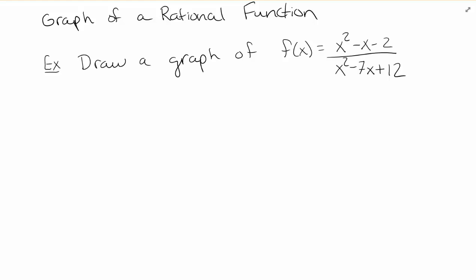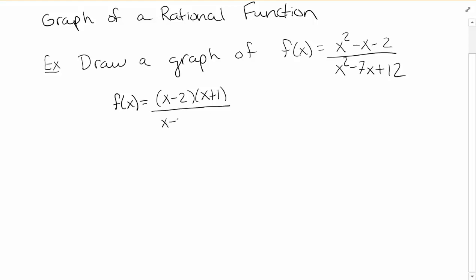So I think at some point in this, it's going to be helpful to have this in factored form. So the first thing I'm going to do is factor it. The numerator factors into x minus 2 times x plus 1. And the denominator, let's see, that's an x minus 4 and an x minus 3.